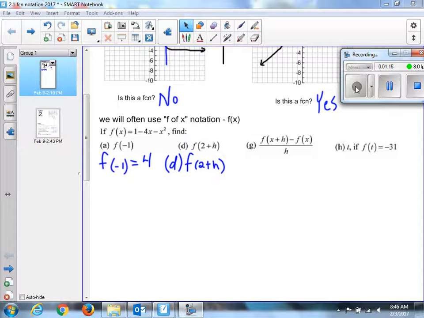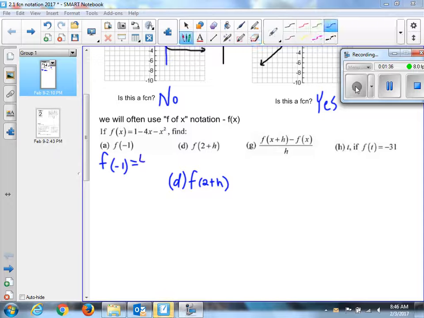Okay, A, the numerical answer, is 4. F of 2 plus h means anywhere I see the letter x, I replace it with 2 plus h, right? It's function composition, where you put a function inside another function. That's the term we use. So f of 2 plus h is equal to 1 minus 4 times 2 plus h minus 2 plus h squared. Then we keep working it out.